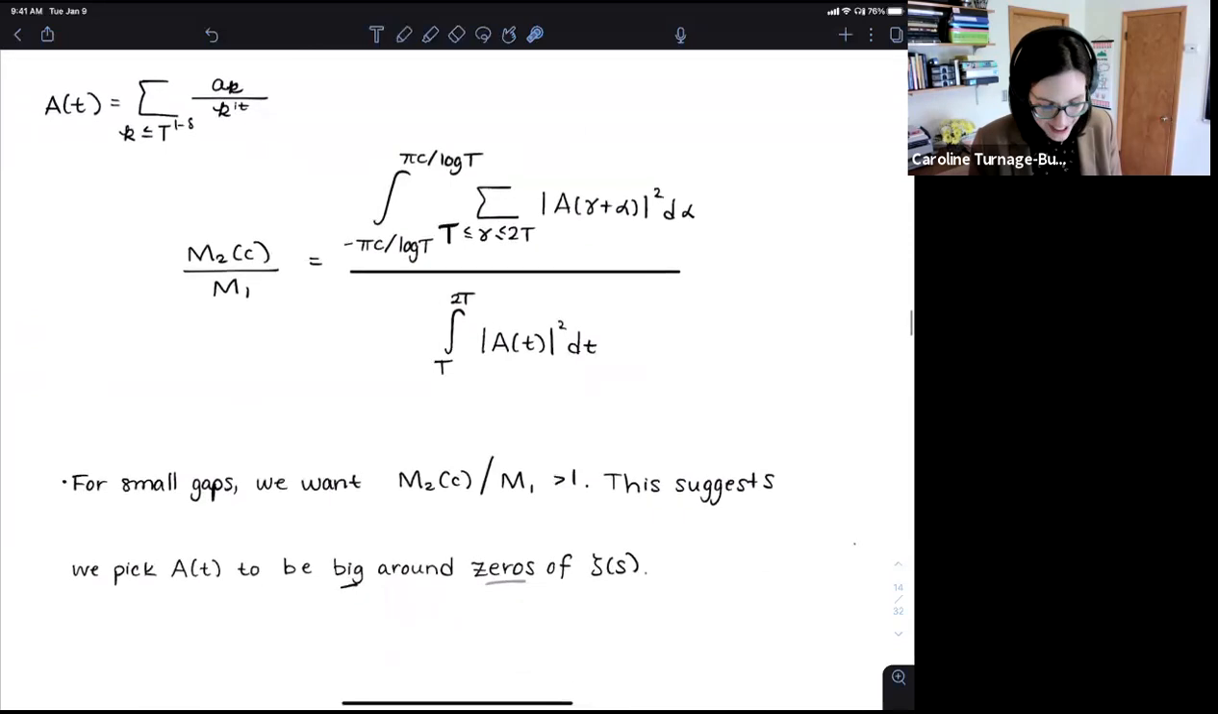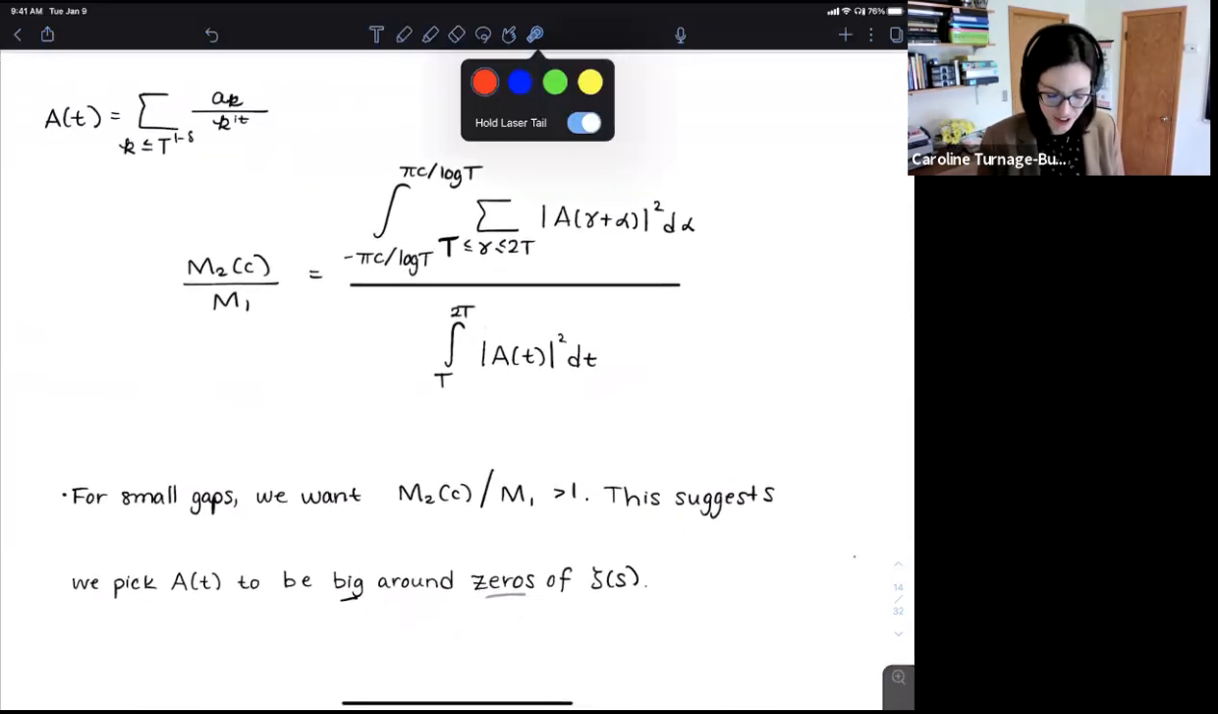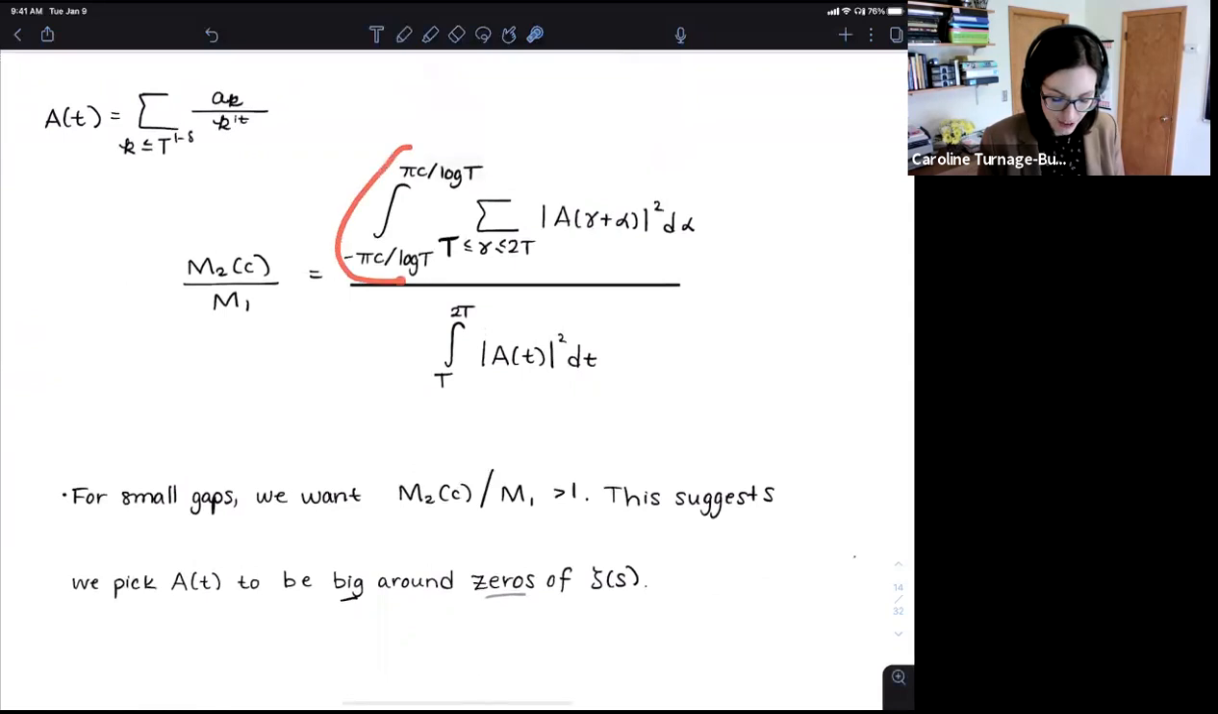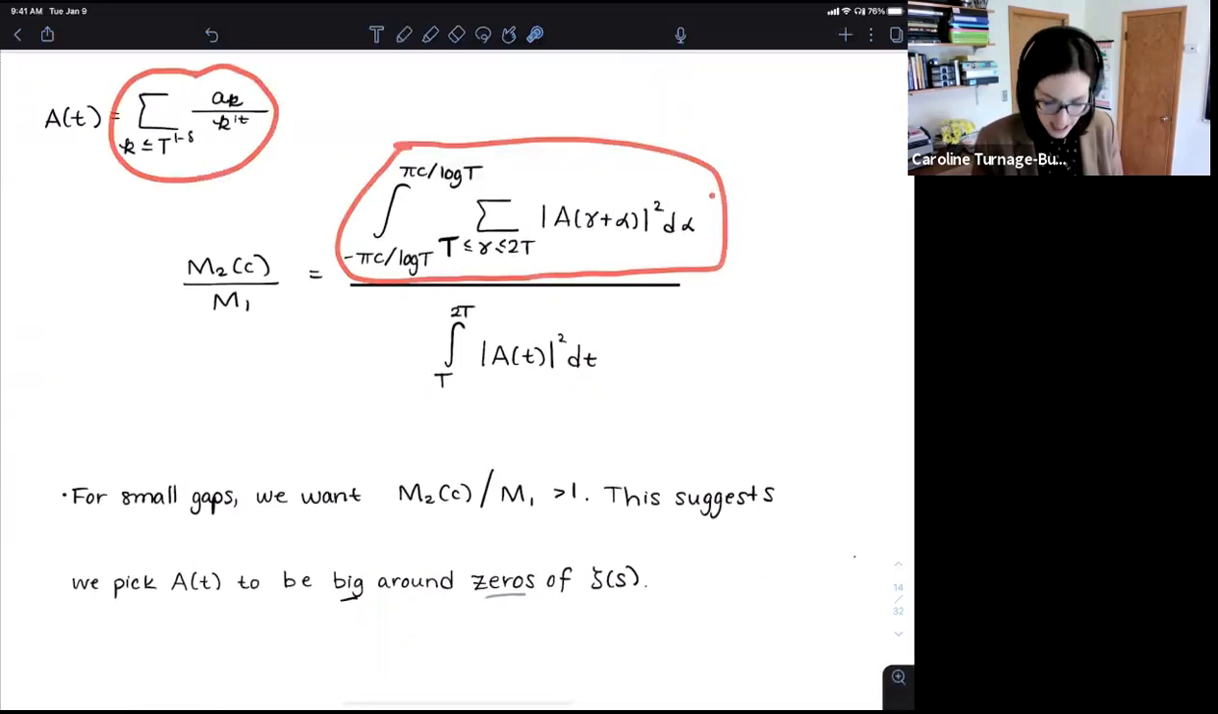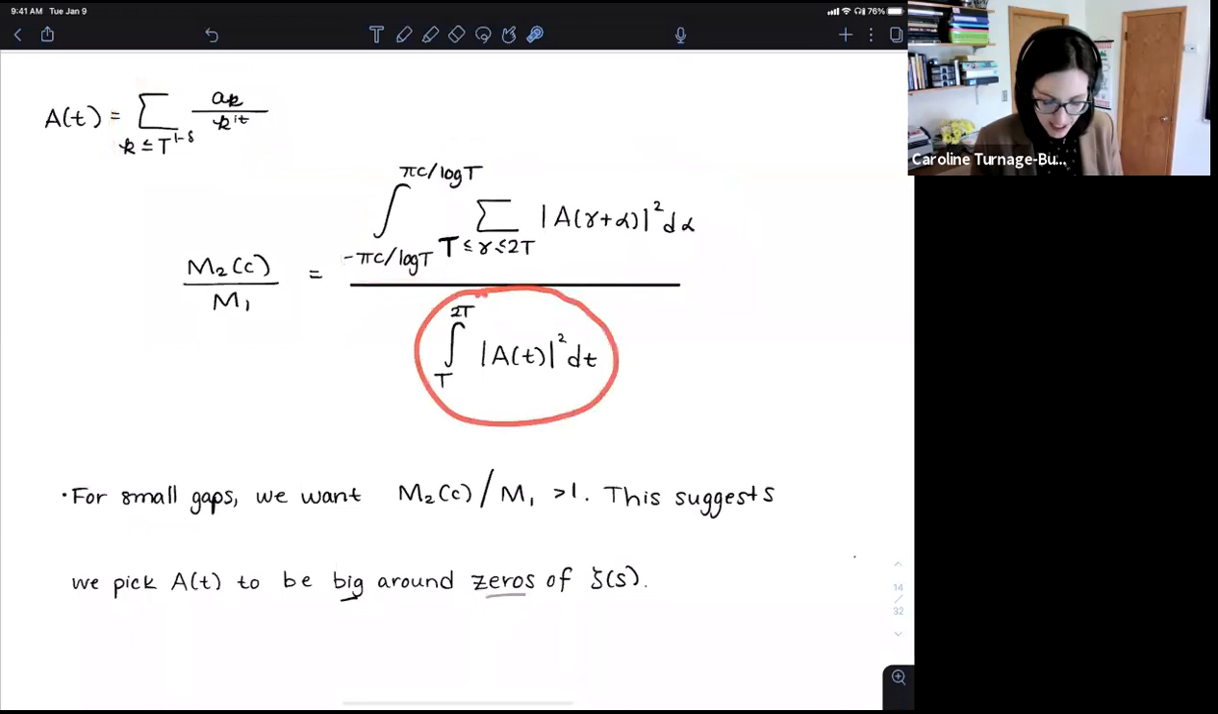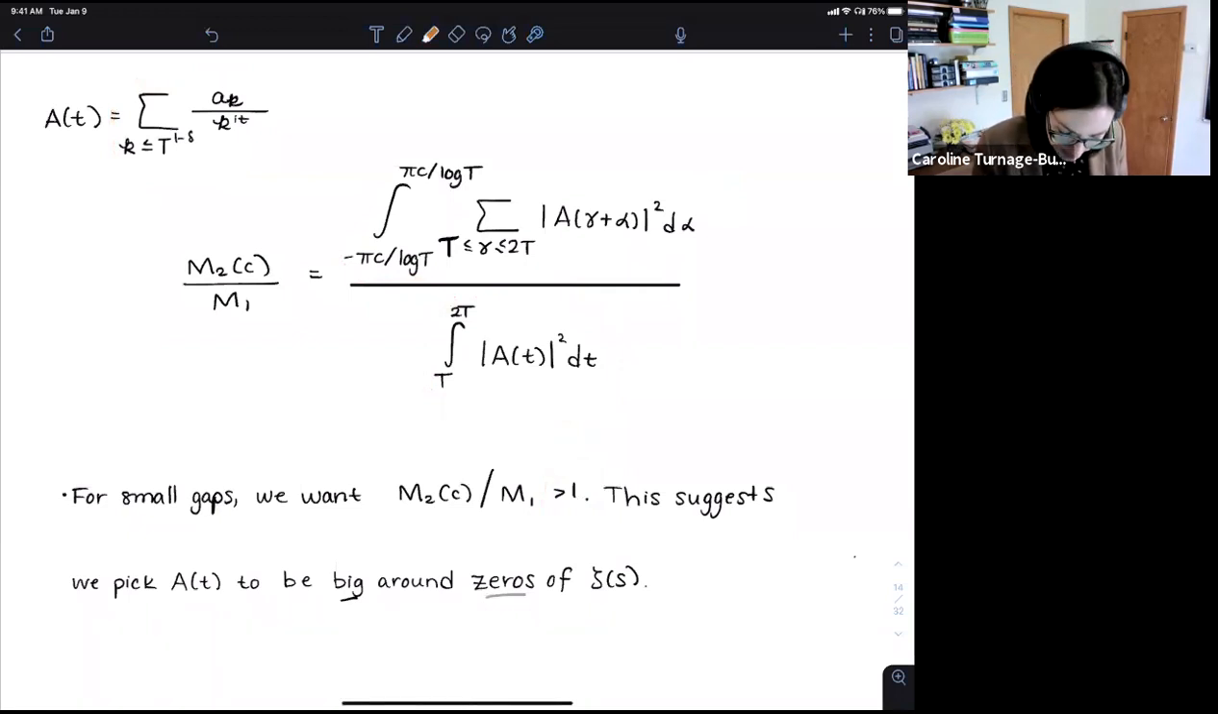All right, because we've got a lot of notation, just to remind you, here's the average around zeros. We've yet to choose exactly what our polynomial is, and here's the global average. And this is the thing that I want to show is greater than 1 for small gaps. Now this local average is supported on zeros of the zeta function, and I want this ratio to be big. So I should choose my polynomial to be big around zeros of the zeta function. Well, 1 over zeta is big around zeros of the zeta function.